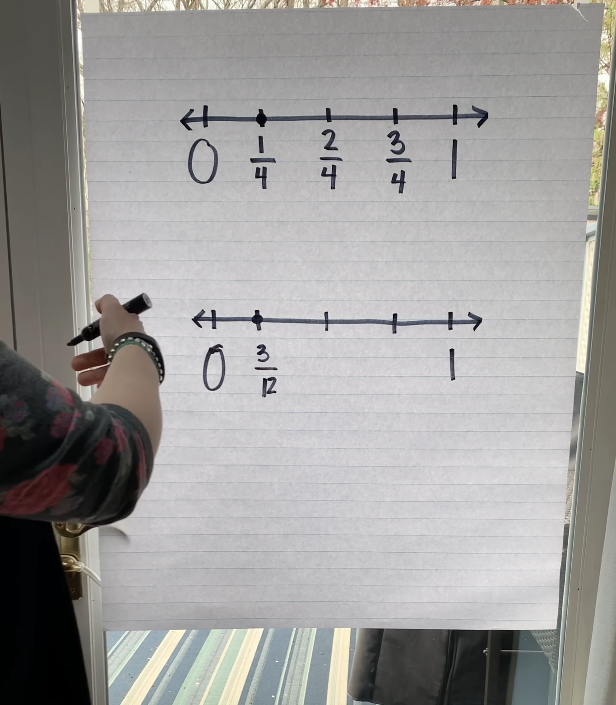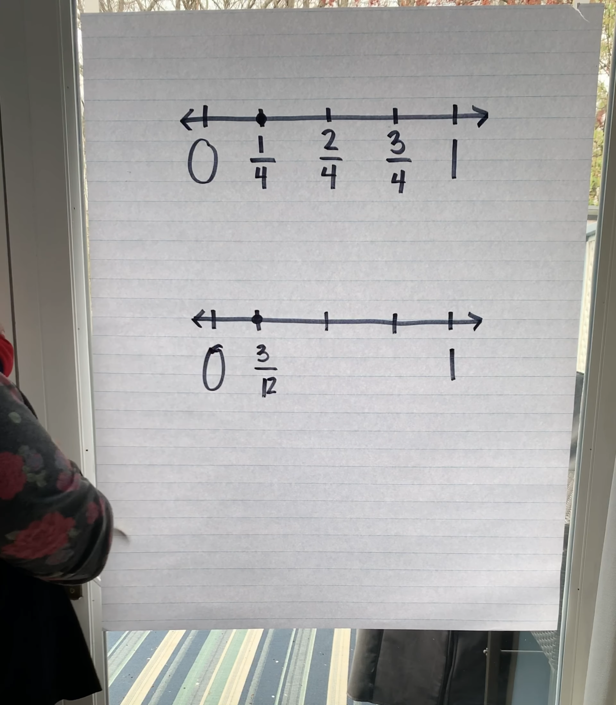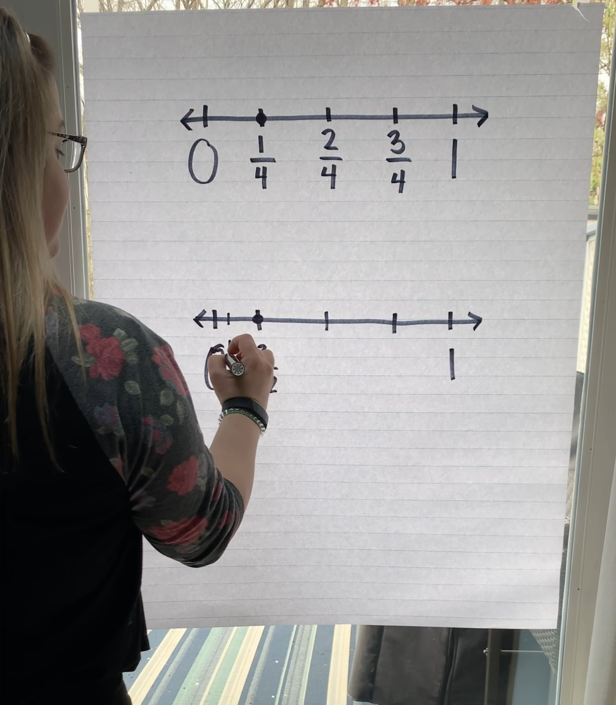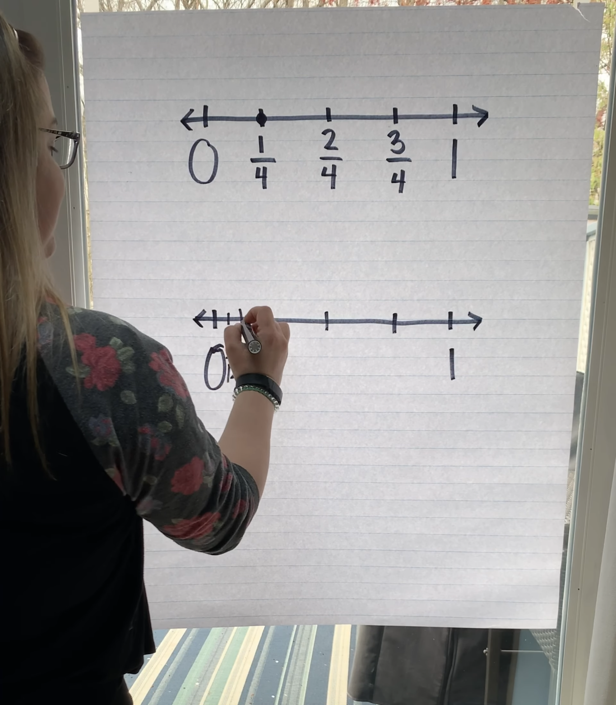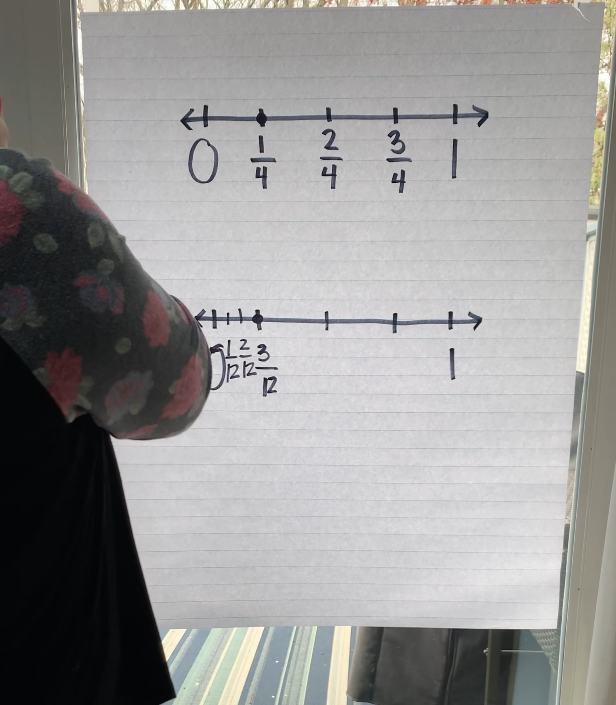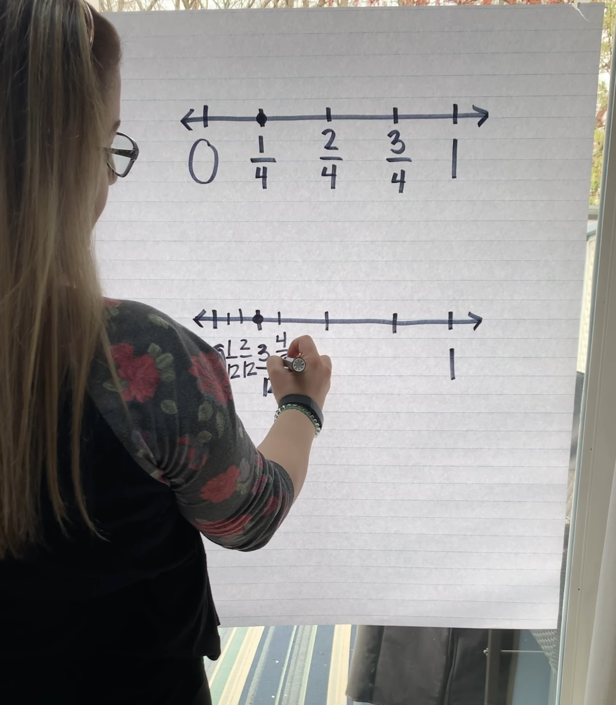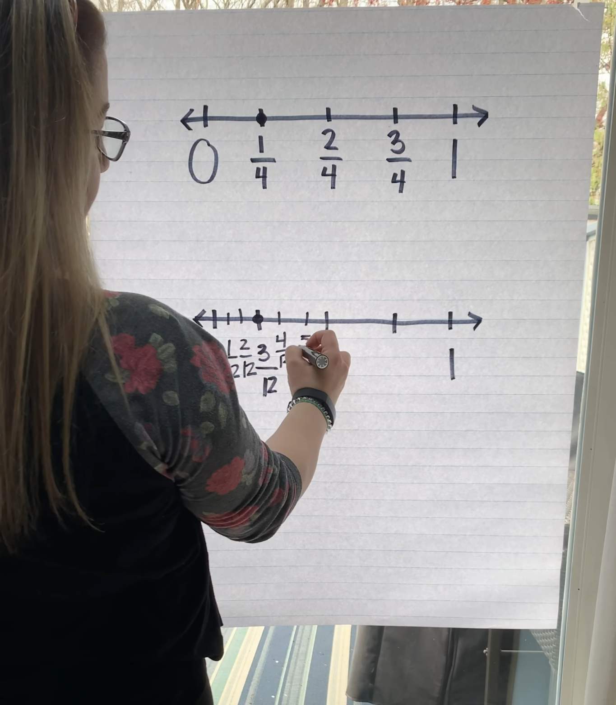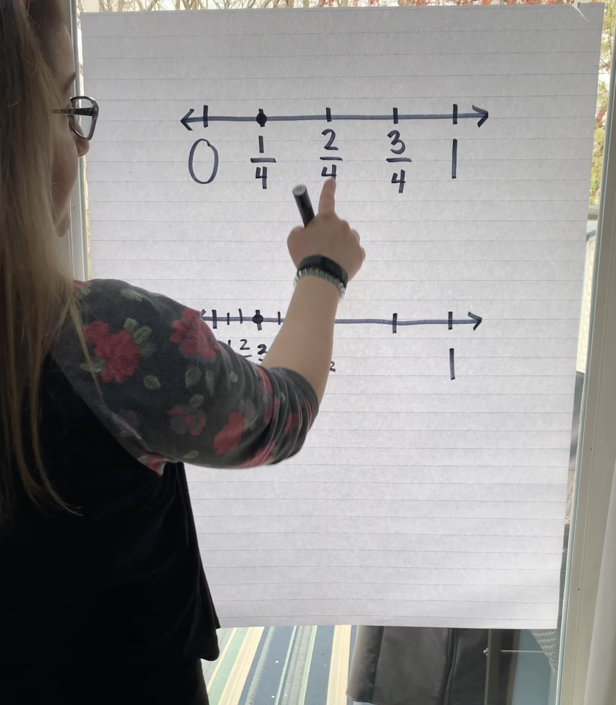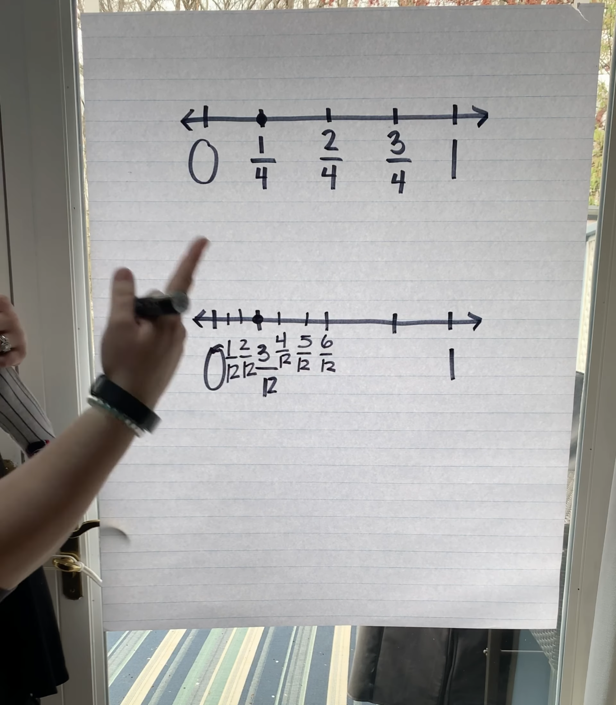So now I just have to fill out the rest of my number line to show that we were counting by 12s. So 0, let's see if I can fit it, 1/12, 2/12, 3/12, 4/12, 5/12, 6/12, or 1/2. So that means 2/4, 6/12, and 1/2 are all equivalent.